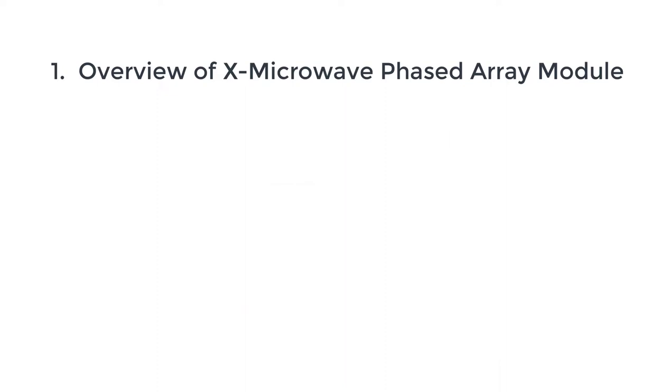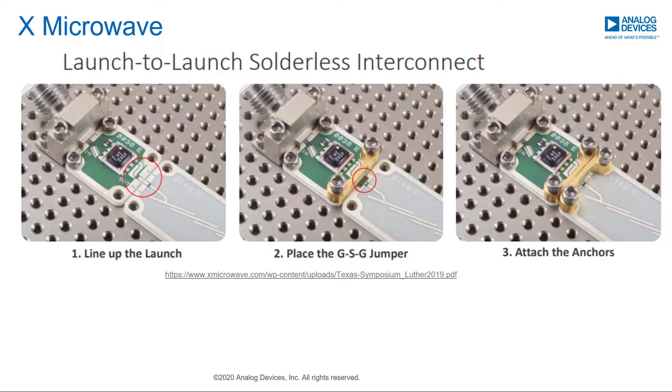So first up, let's talk about the X Microwave system. If you have not seen their stuff before, it is very interesting to check out. They have this cool, low insertion loss, very clean interconnect system that gives you great RF breadboarding up to 67 gigahertz. Many manufacturers are included in their system, but the largest portfolio is from Analog Devices.